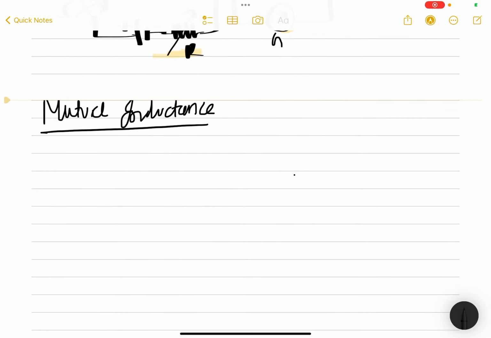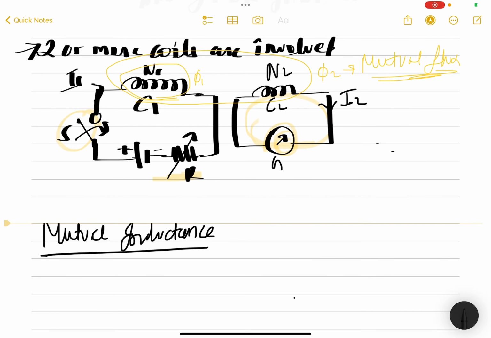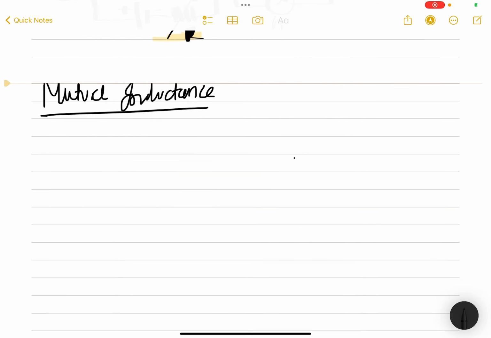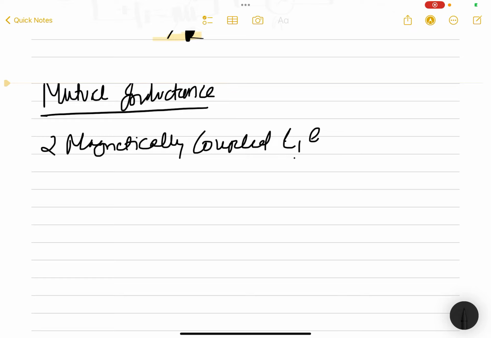As you can see in this circuit, there are no electrical or physical wired connections between C1 and C2. Still, there is a wireless magnetic connection between these two coils, right? And due to that connection only, you have this current I2 in circuit number 2. So you can say that these two circuits are magnetically coupled. C1 and C2 are magnetically coupled.